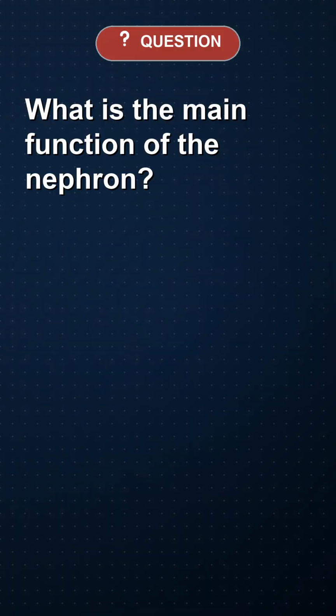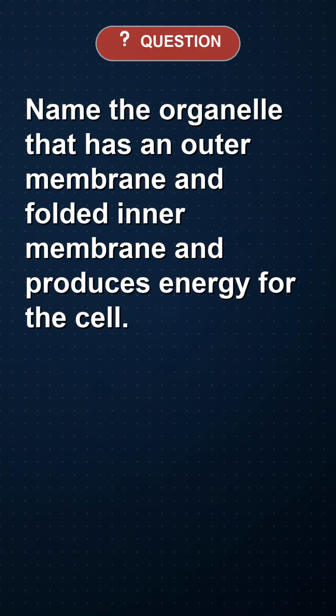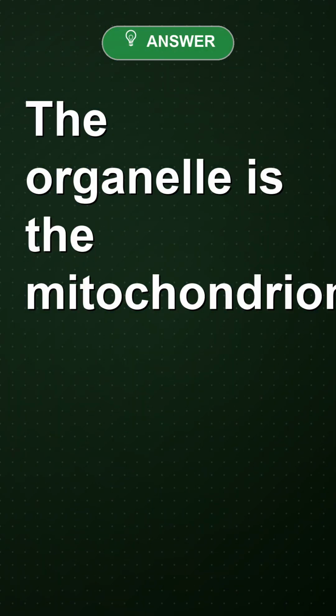What is the main function of the nephron? The main function of the nephron is to filter the blood and produce urine by removing waste products and excess water. Name the organelle that has an outer membrane and folded inner membrane and produces energy for the cell. The organelle is the mitochondrion.